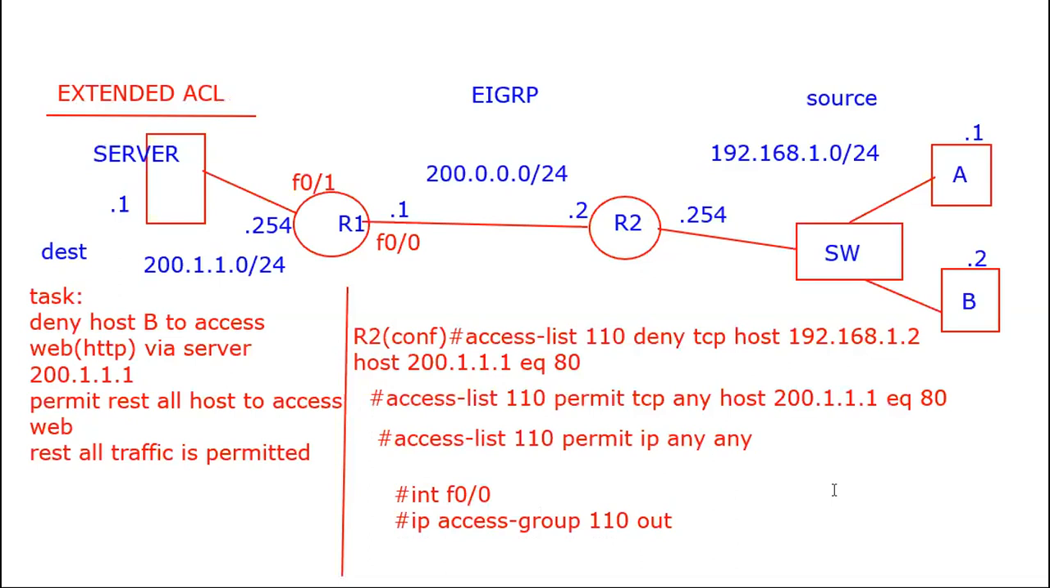In this, what will happen when you will ping? You will be able to ping from both the PCs to the server, because ping is allowed, everything else is allowed. Only host B is denied to access web. So how you will check it? Let me show how to verify this thing in Packet Tracer.